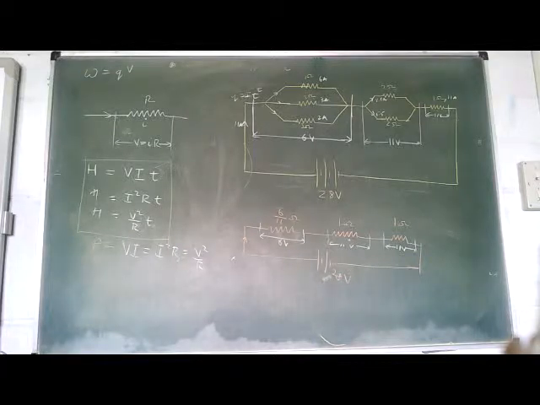What is the unit of power? Joules per second. This power unit is watt. Joules per unit time, joules per second, the rate of doing work, is your power. Watt is the unit for that. Is it clear?